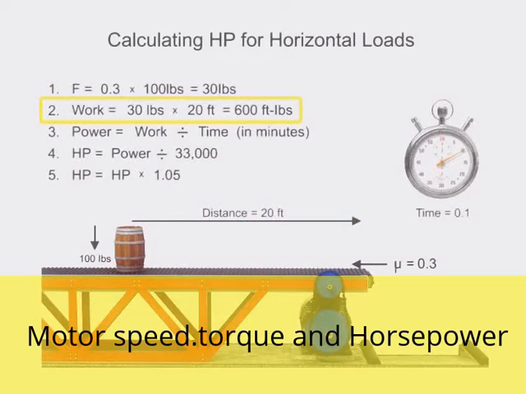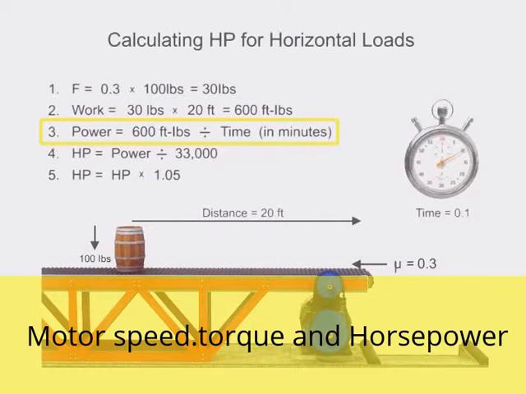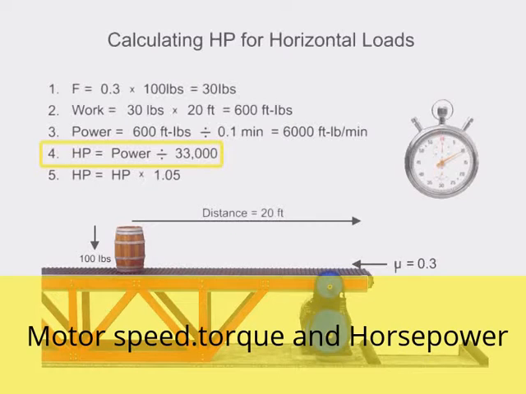Next, calculate the power by taking the work and dividing by the time, 0.1 minutes. For this system, the power required is 6,000 foot-pounds per minute. Then convert to horsepower by dividing the result by 33,000. This yields a result of 0.18 horsepower.